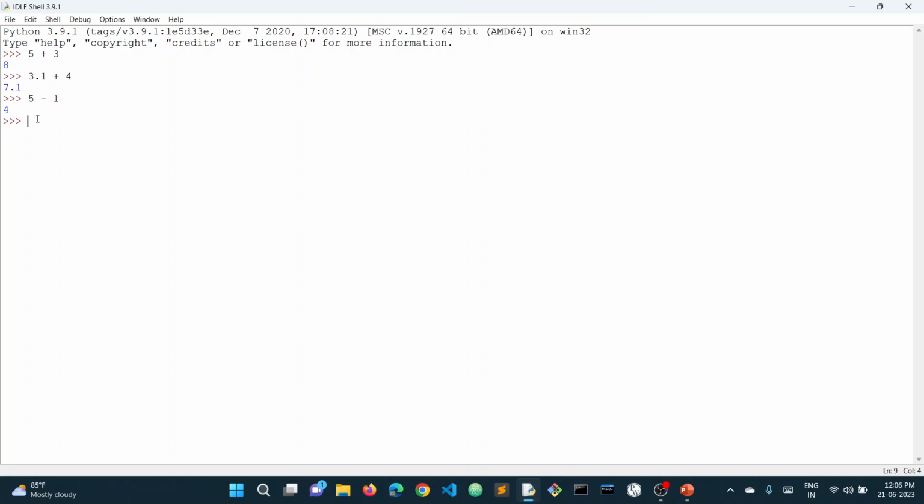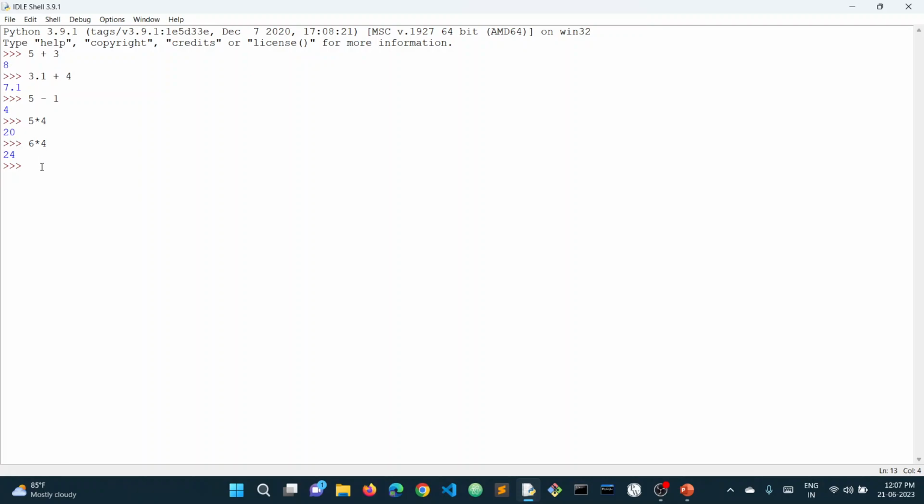For the simple ones, I will go through them quickly. Similarly, for multiplying two numbers, we use 5 asterisk 4, and this will give us 20. Similarly, if we have to multiply 6 by 4, we can write 6 asterisk 4. This is a thing to remember, that in Python we use asterisk to multiply two numbers.